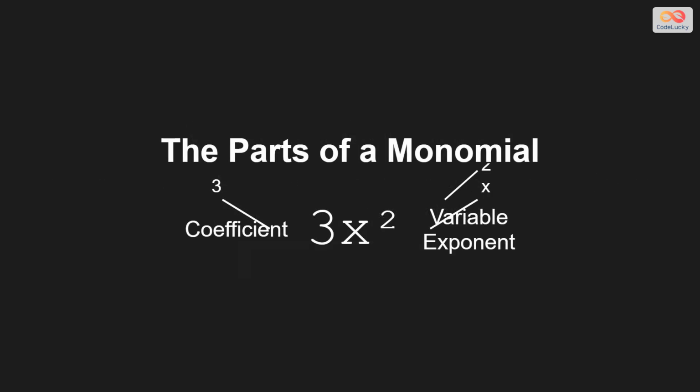Let's break down a monomial. Take the term 3x squared. The number in front, 3, is called the coefficient, the letter x is the variable, and the small number at the top, 2, is the exponent.